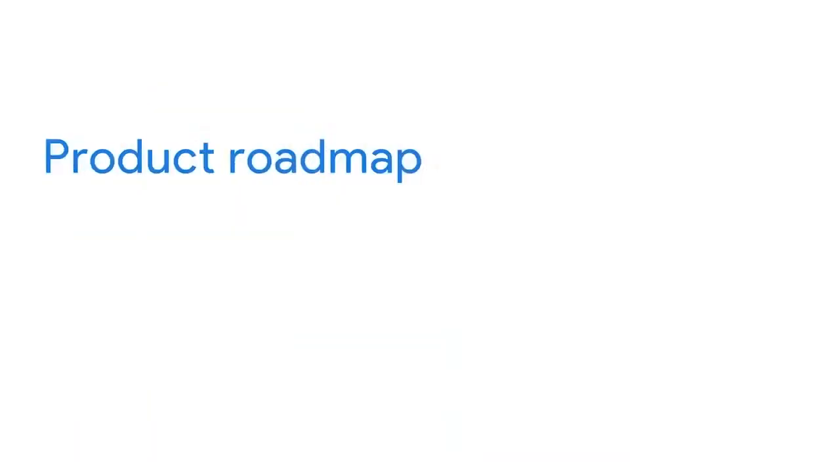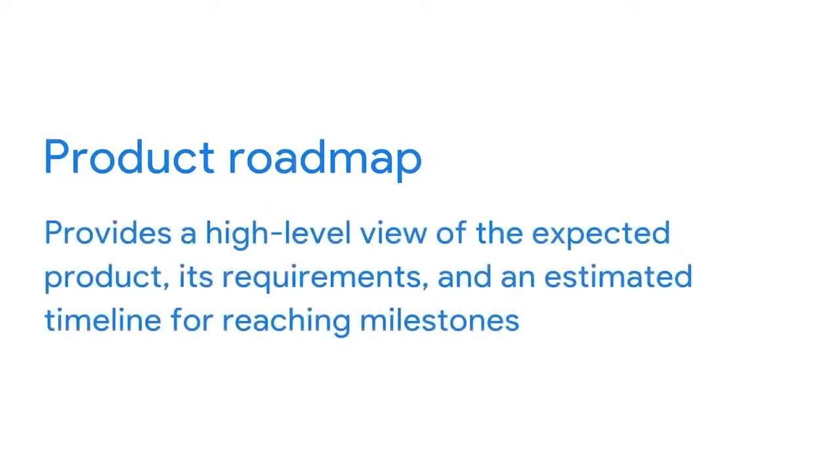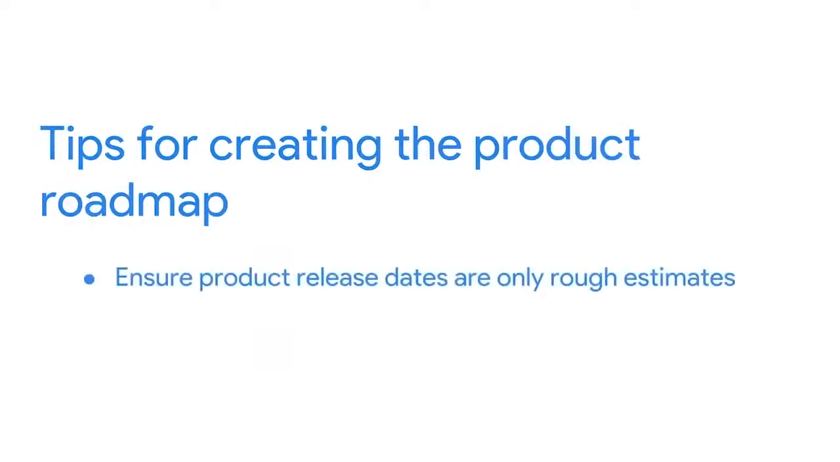My first tip is about creating the product roadmap. The product roadmap provides a high-level view of the expected product, its requirements, and an estimated timeline for reaching milestones. Many of those milestones will be product release dates. You'll need to ensure that product release dates are only rough estimates. This is because, as an Agile team, you know that things can and do change. This is especially true since these dates could be anywhere from several months to several years down the road. If the roadmap is too specific, it might set the team up for failure because the dates can't be guaranteed.